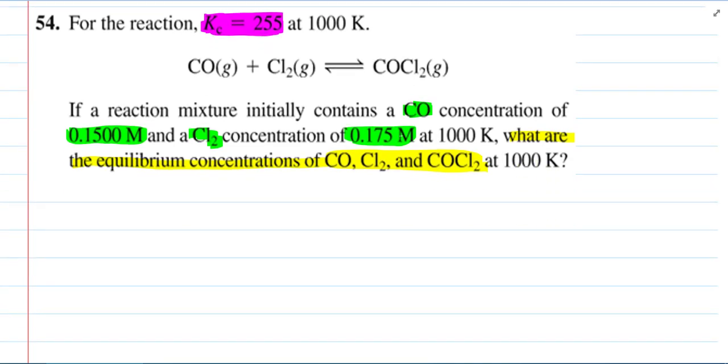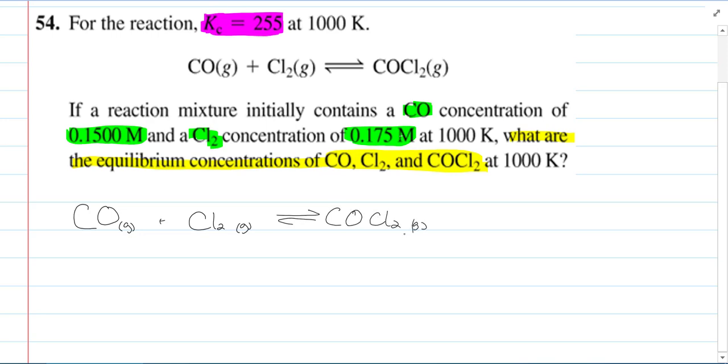So let's rewrite our problem here, our equation. CO plus Cl2 going to COCl2. ICE table.